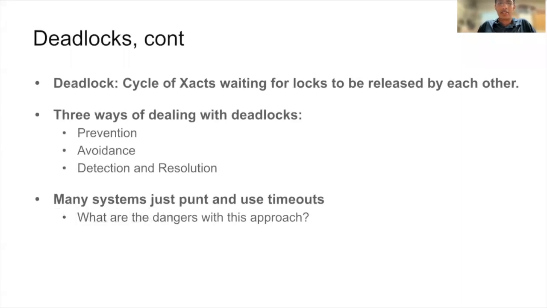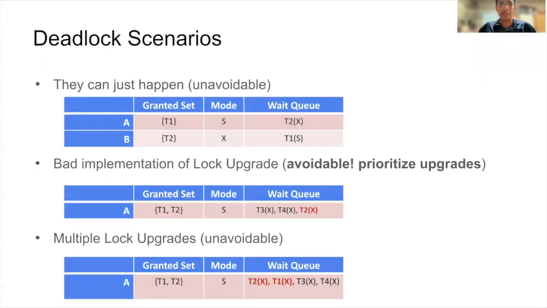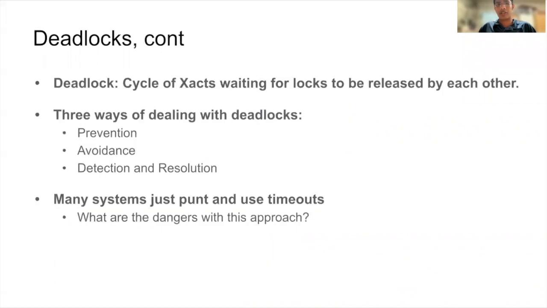A deadlock is a cycle of transactions waiting for locks to be released by each other. And there are 3 ways of dealing with them: prevention, avoidance, or detection and resolution. Now, many systems might just punt and use timeouts, but there are some dangers with this approach. So let's go through some ways we can deal with them instead. Let's talk first about prevention.